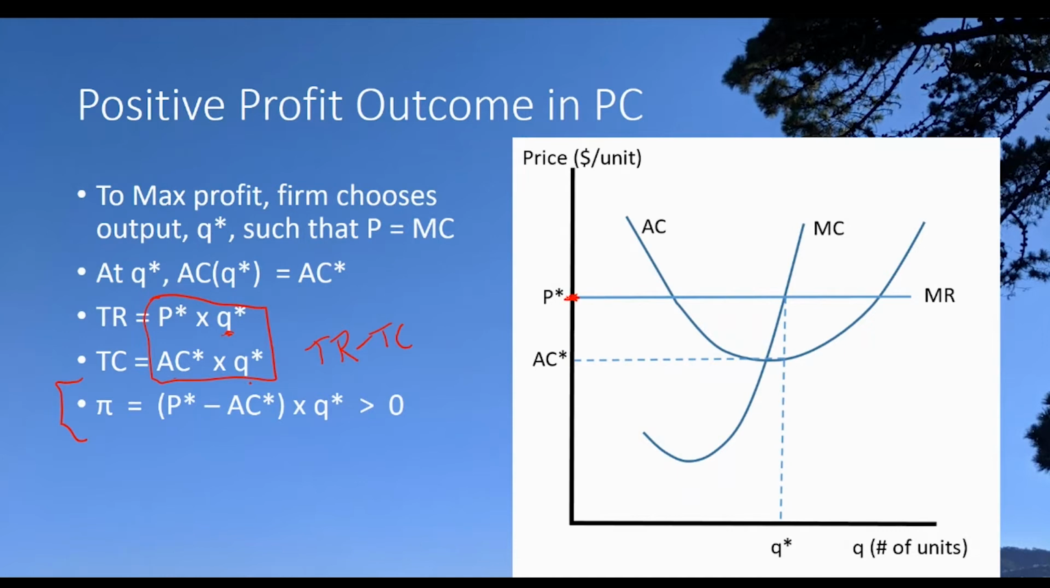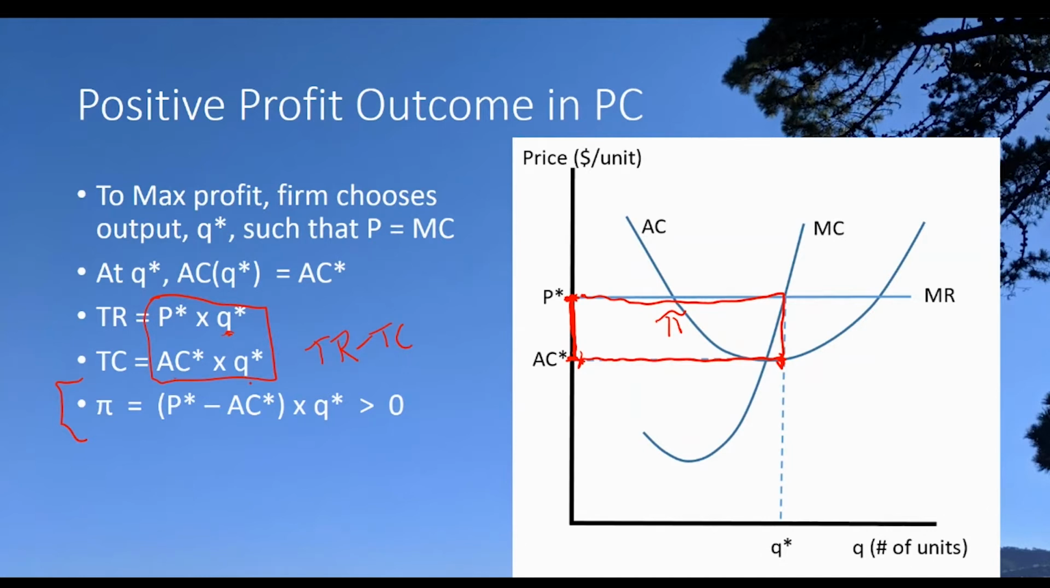Now, price is up here. Average cost is there. So this distance represents the distance between price and cost. The quantity is measured along this distance right here. And so profit is going to be given by the area of this rectangle right there. So the firm, in this instance, is going to be making positive profits in the marketplace because its revenues exceed its costs of producing the quantity Q star worth of the good.